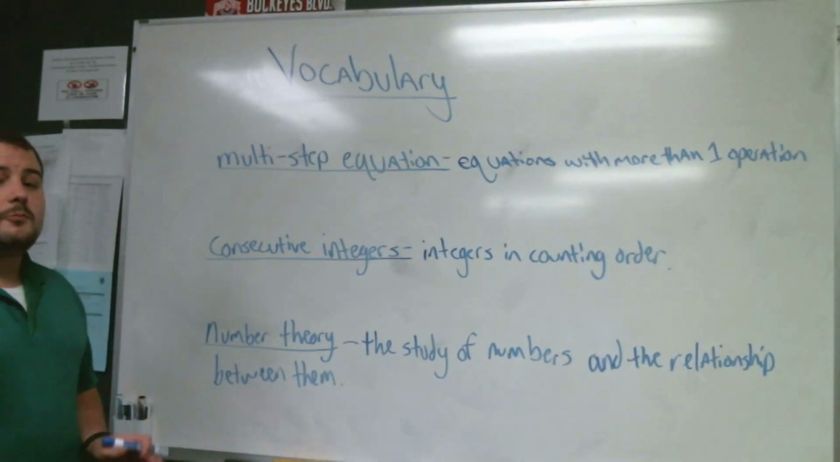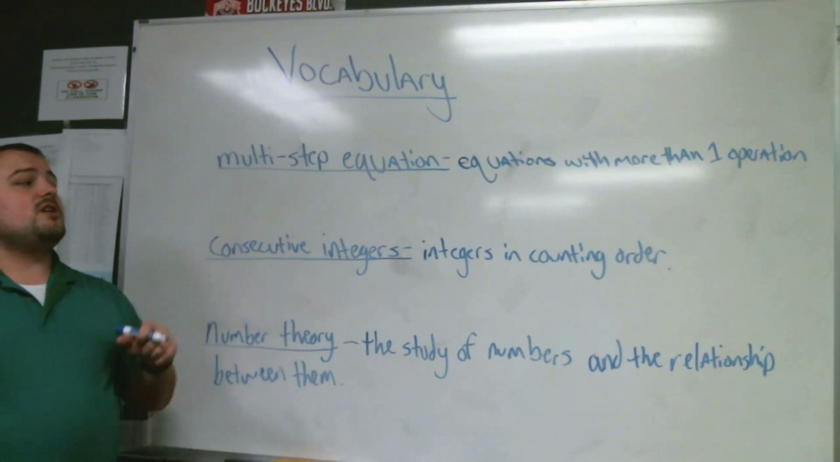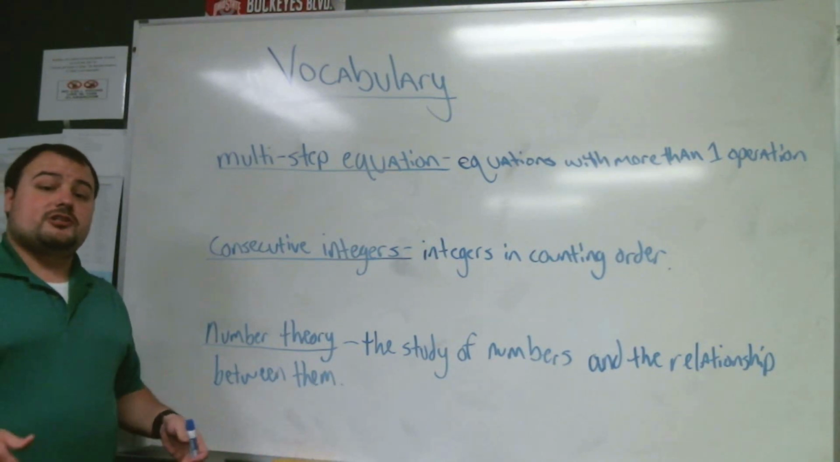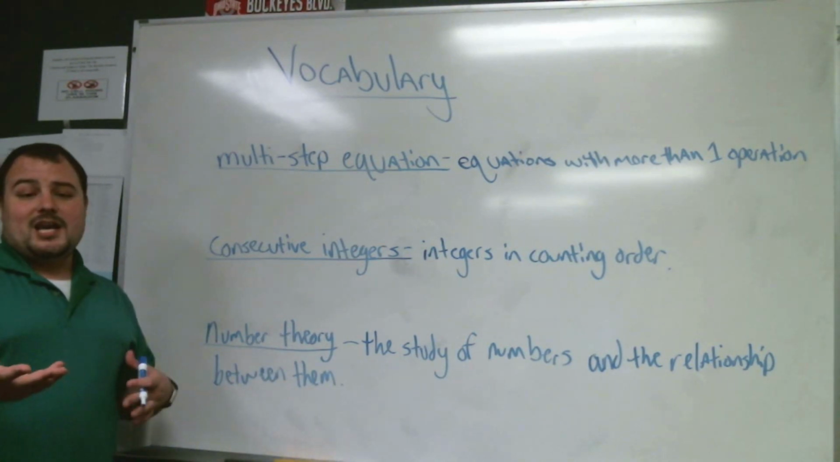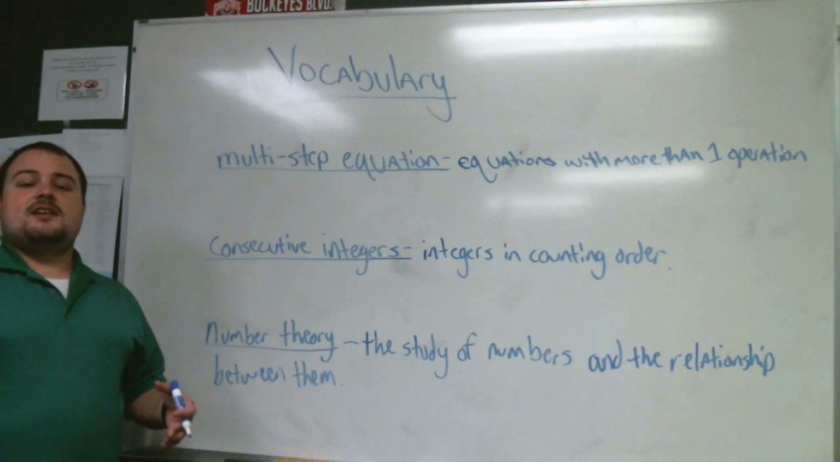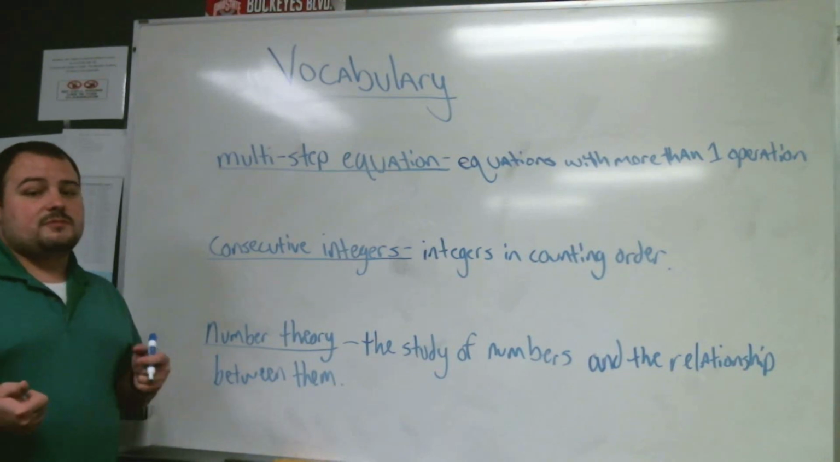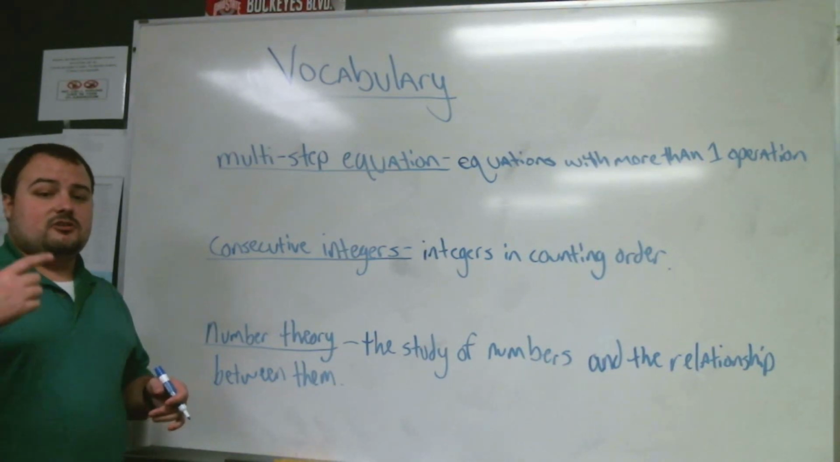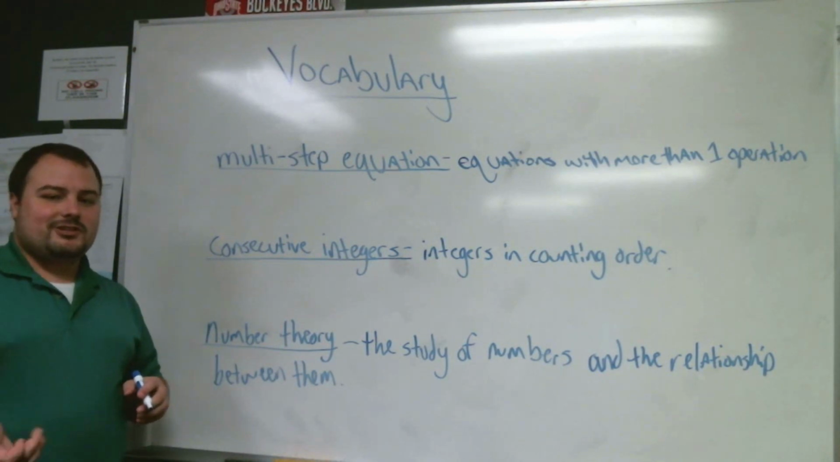Alright, so for our vocab, we have 3 vocab words. We have multi-step equation, which is just equations with more than one operation. Operations are addition, subtraction, multiplication, and division. So a multi-step equation might have a couple different operations happening. And our job is to undo those by doing inverse operations, which is what we talked about in the previous lesson. But now instead of doing one inverse operation, we might be doing multiple inverse operations to get to our solution.